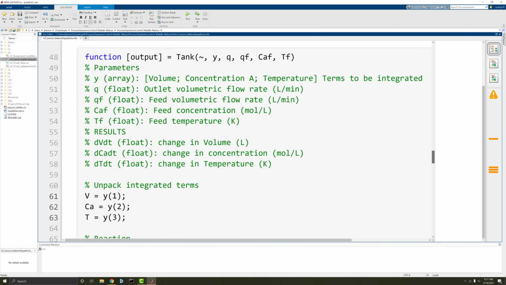In our tank function, we have quite a few parameters. We have time, which is a tilde since it's not explicitly used. We have y, which holds both volume, concentration, and temperature. Those are the integrated terms. That second term is always the integrated terms. And we also have the inputs, which are the outlet flow rate, the feed flow rate, feed concentration, and feed temperature.